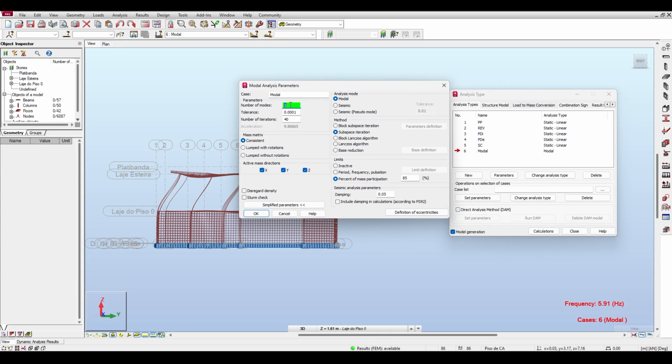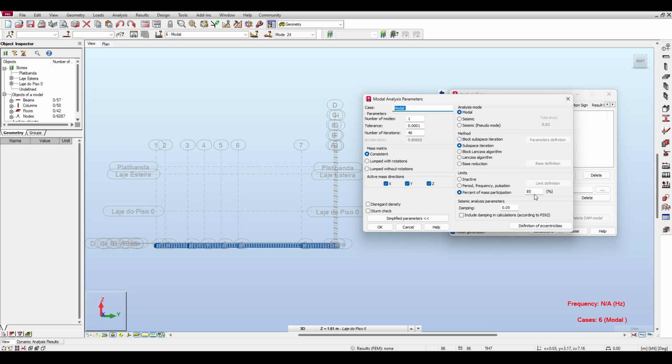So let's increase that. Okay, so you saw the error in action, and that's a good thing, by the way, to keep the percent of mass participation at 85%. Robot will warn you if this mass participation hasn't been reached. That's a good way because sometimes you can forget checking that, so that's a good way of keeping this in your calculation. Now let me increase the number of modes.